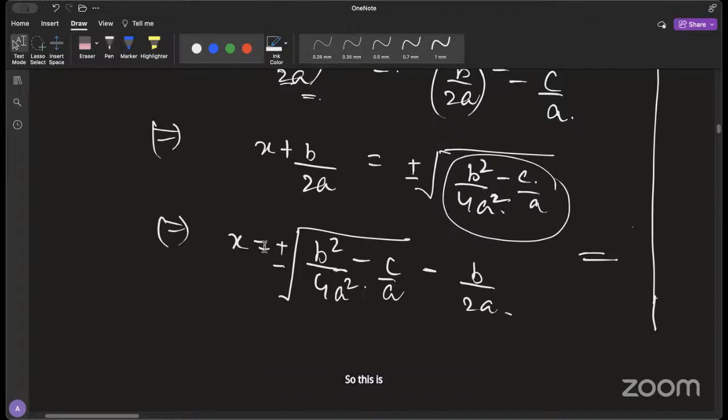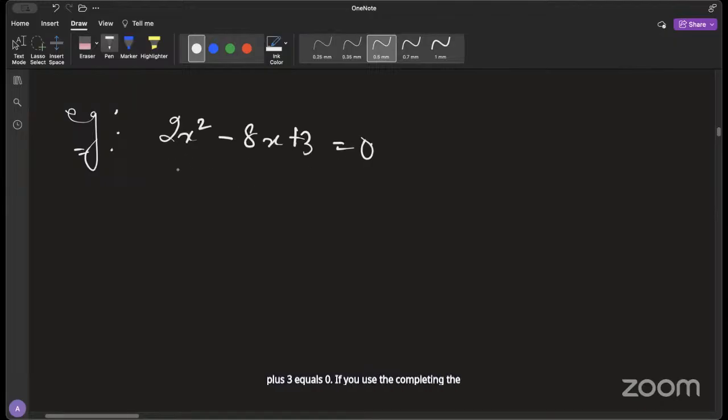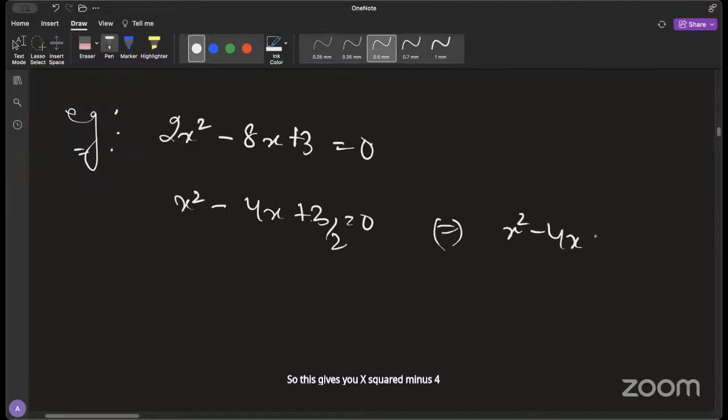So this is how you use the completing the squares method to find the value of x, the root of the quadratic equation. Let's do an example on this. So let's take this one, 2x squared minus 8x plus 3 equals 0. If you use completing the square, the first step is you divide this entire thing by 2, right? So you'll get x squared minus 4x plus 3 by 2. And then you take this one on the other side. So this gives you x squared minus 4x equals minus 3 by 2.